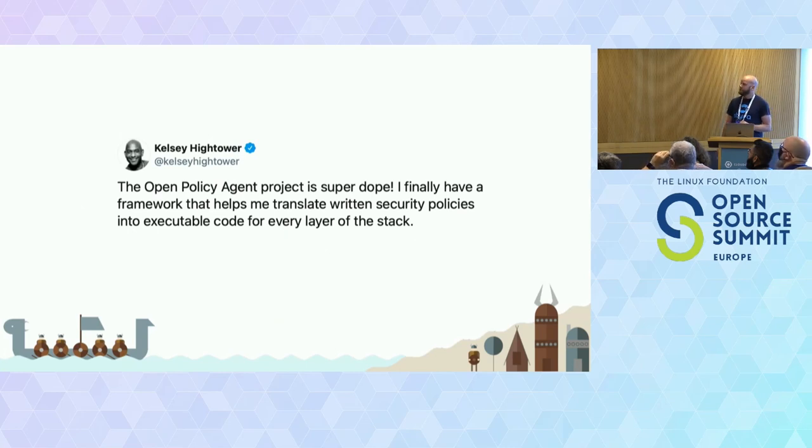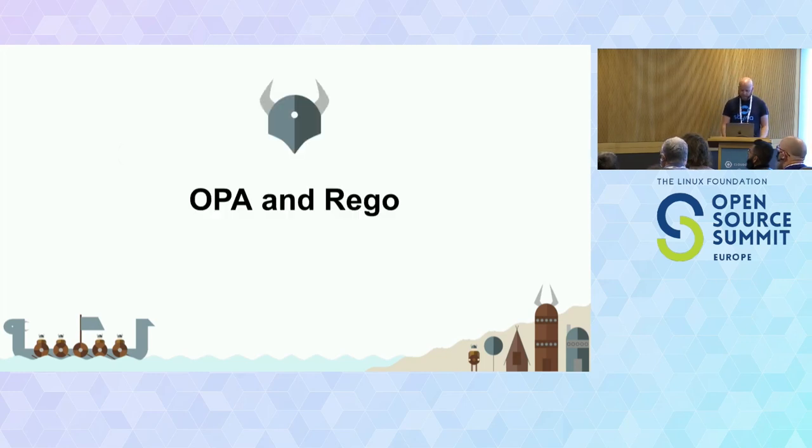And I'll say a little summary of this up until now, like Kelsey Hightower said: the Open Policy Agent project is super dope. I finally have a framework that helps me translate written security policies into executable code for every layer of the stack. That's basically what OPA provides. So if that's what OPA is, how does it work?